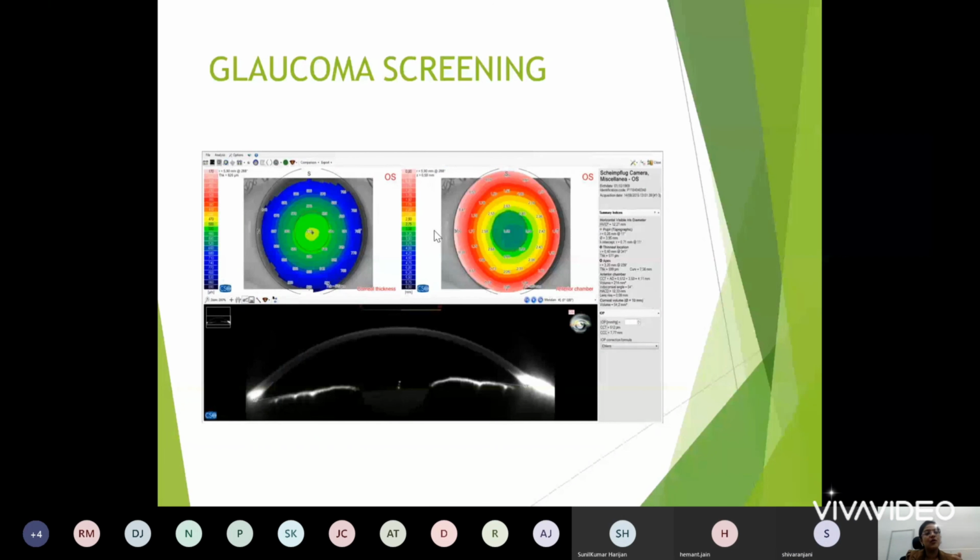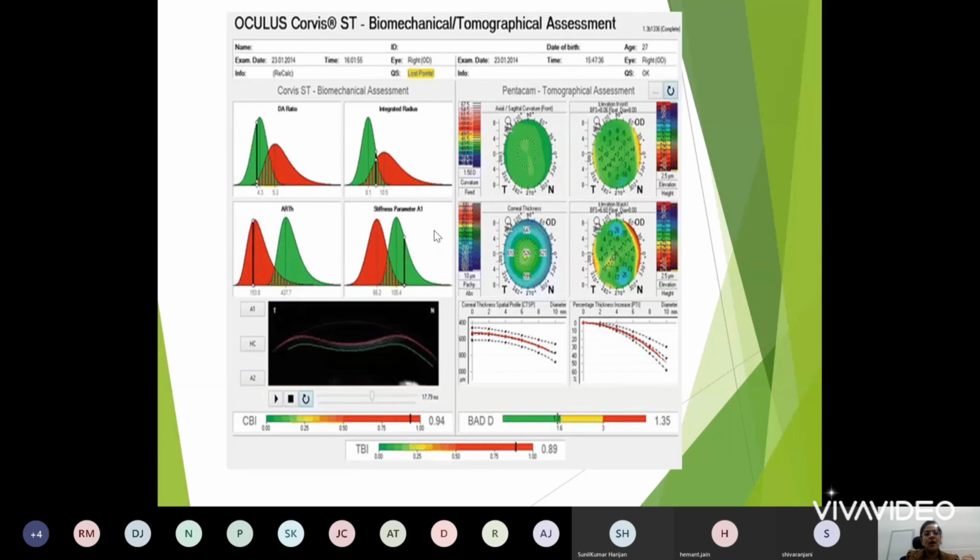Pentacam is also useful in glaucoma screening; the Scheimpflug image helps. Another is the Oculus Corvis ST, where a biomechanical topographical assessment is given. Pentacam combined with the biomechanical data from the Corvis ST improves the sensitivity and specificity in detecting patients with a significant risk of developing ectasia after refractive surgery. So it gives us the CBI and the TBI indices.